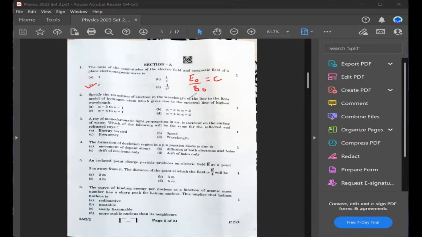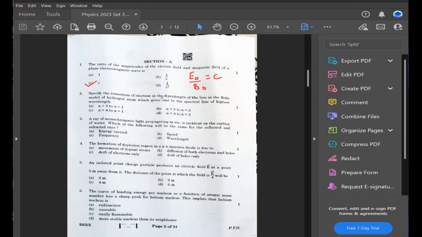Next is, specify the transition of the electron in the Bohr model of hydrogen atom, which gives rise to the spectral line of the highest wavelength. For the highest wavelength, the gap should be minimum. This is n is equal to 3 to 1, n is equal to 3 to 2. This gap is minimum as compared to the others, 4 to 2, 4 to 1. So the gap is less, the wavelength will be highest. So the correct option is n is equal to 3 to n is equal to 2. That is B option.